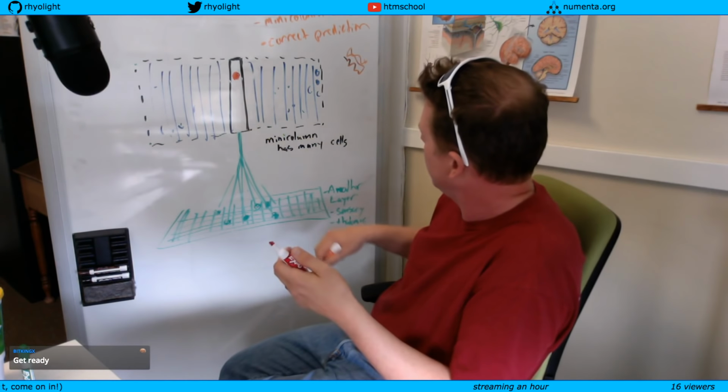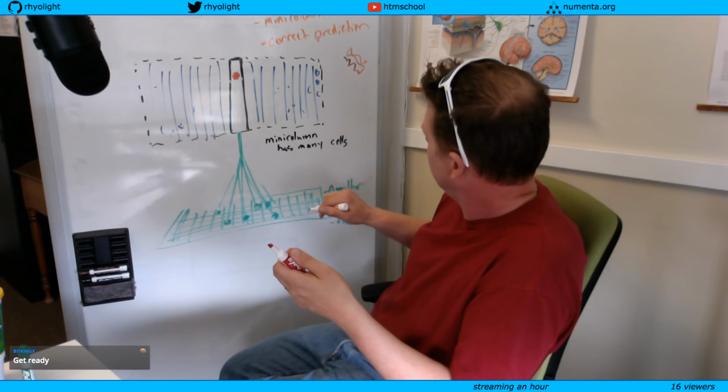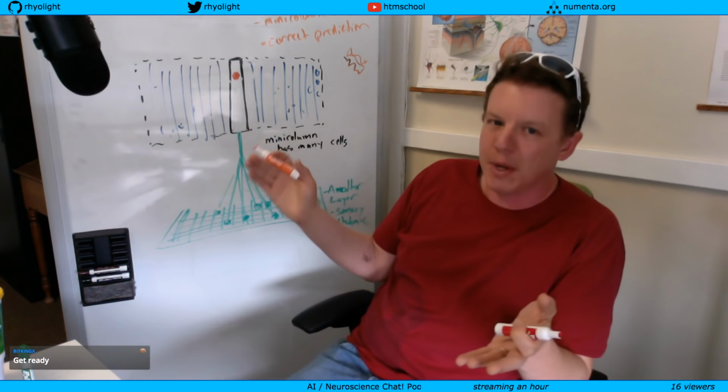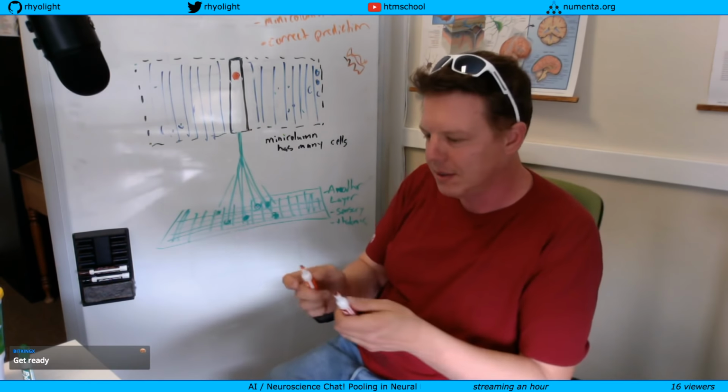So where should I go next? Now I have to talk about how that cell gets into a predictive state. That's the next logical thing.